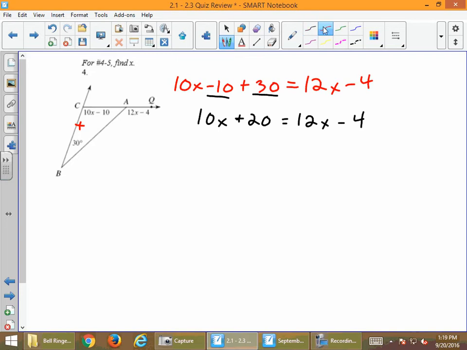No more combining I can do on either side, so I'm going to start moving the variables. The smaller one's the good one to move. And again, it doesn't matter. What do you want to stay positive? So 20 equals 2x minus 4.